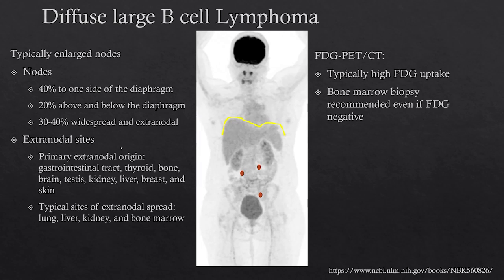Extranodal sites would depend on whether it's a primary extranodal origin diffuse large B-cell lymphoma. It would be gastrointestinal, thyroid, bone, brain, testes, kidney, liver, breast, and skin. Sites of extranodal spread include the lung, liver, kidney, and bone marrow. FDG uptake is typically high. It's good to note that even if a patient is FDG negative, it may be worthwhile getting a bone marrow biopsy.